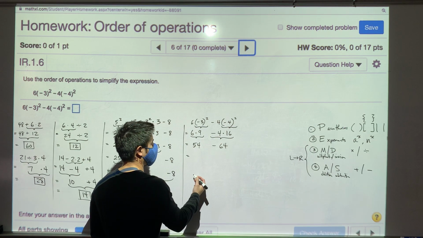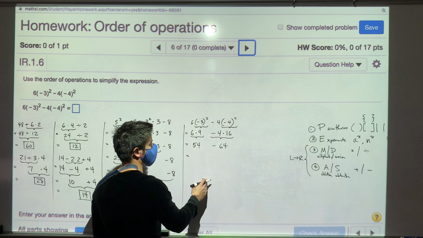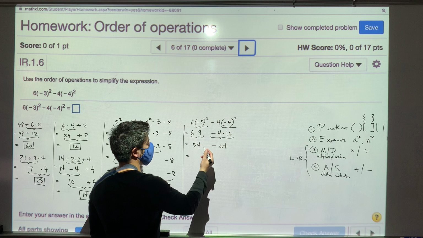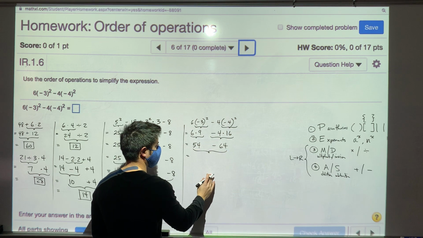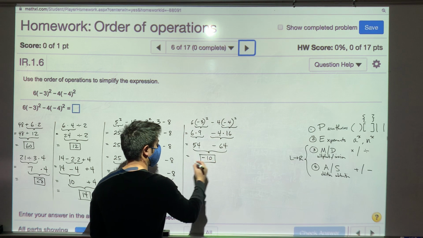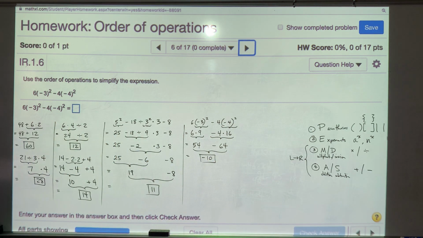All right, with that said, we're done with all the multiplication. There was no division. We can move forward to addition, subtraction. This looks like just a subtraction problem. 54 minus 64, negative 10. There it is.